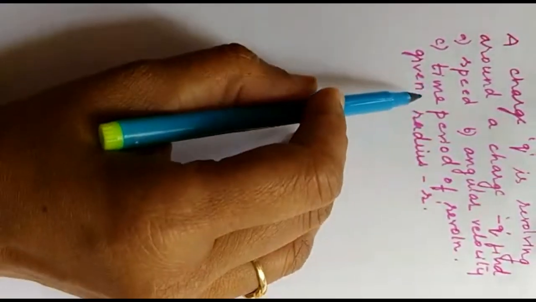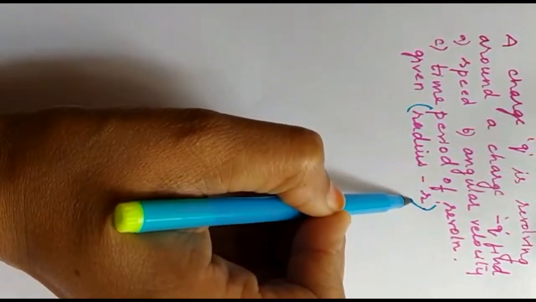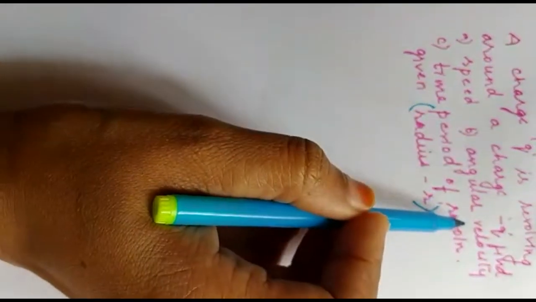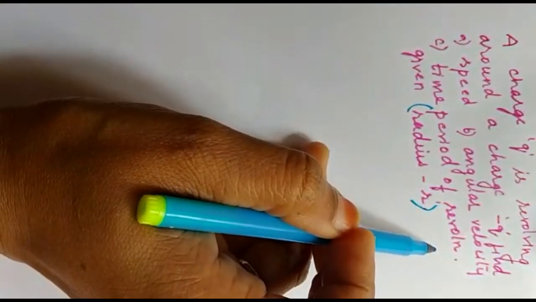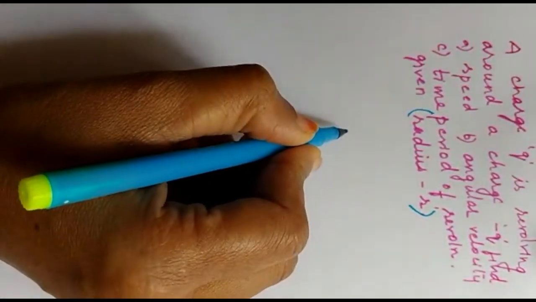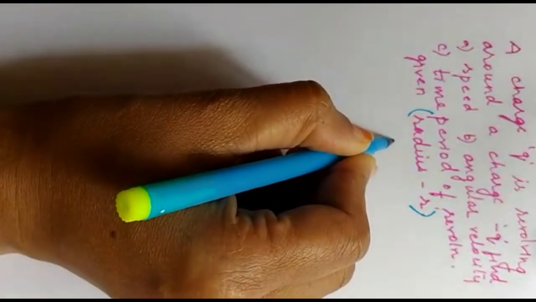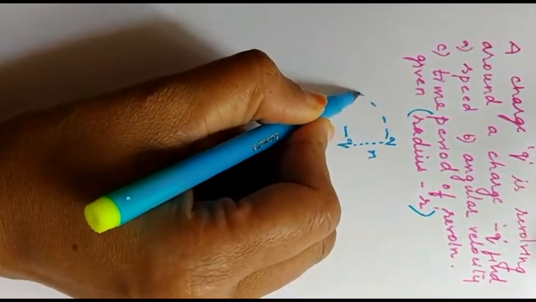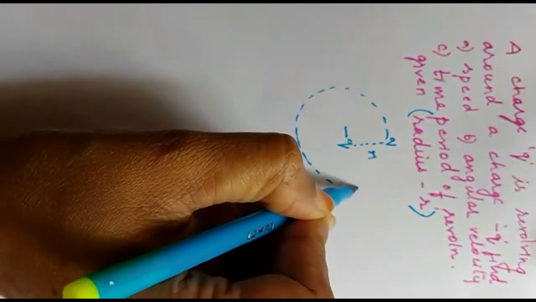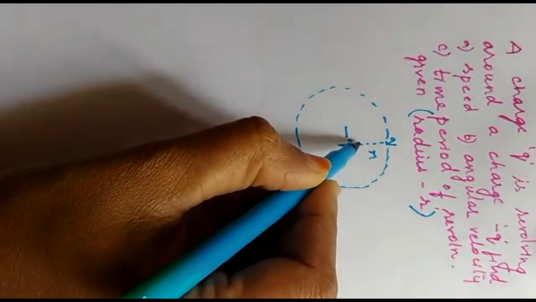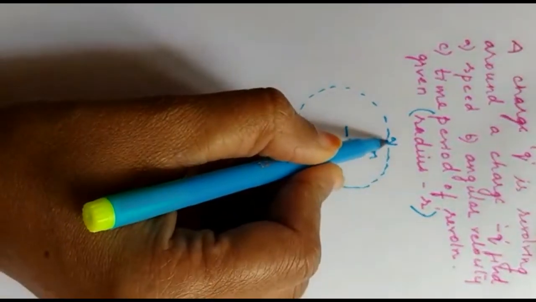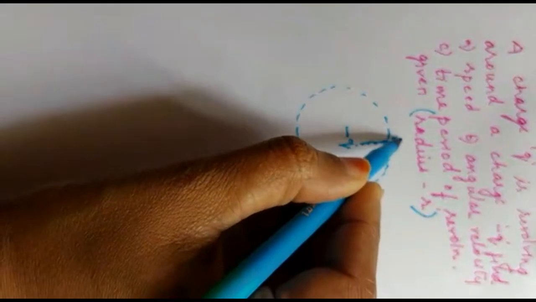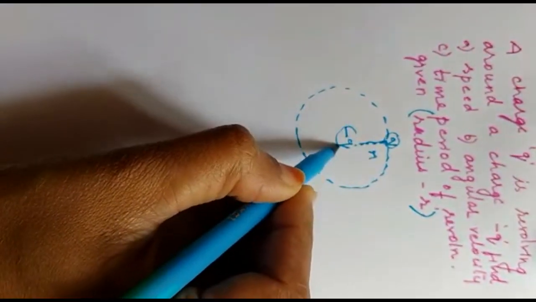Okay, so it's given that a charge q is revolving around a negative charge. Its radius is given as r, and you need to find the speed, angular velocity and the time period of a revolution. Assume that it's moving with a constant speed. Now let us check. There is a charge minus q at the center, and then a positive charge is revolving around it in a circular orbit of radius small r. So who is supplying the necessary centripetal force? It should obviously be the electrostatic force of attraction.